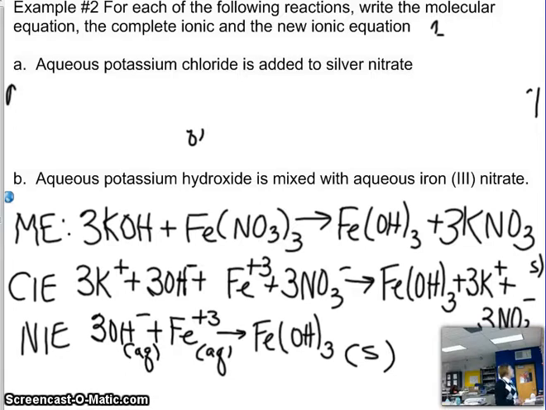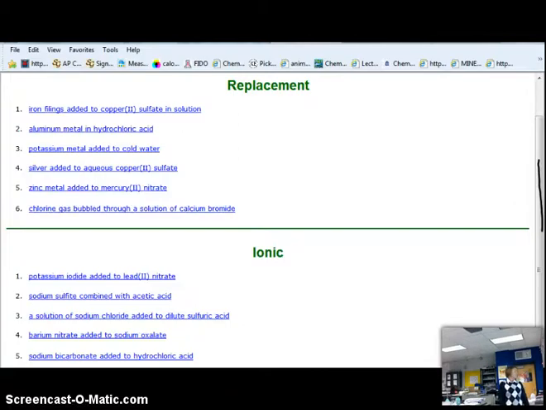Okay? I'm going to have you do one more here. Let me pause this for just a moment so I can bring it on. Okay, so I'd like you to do number 2 on this bottom list. It's sodium sulfite combines with acetic acid. And what I would like from you is the molecular equation, the complete ionic equation, and the net ionic equation. I'll pause the video, you work for a minute, and when you come on, we'll have the answers revealed.